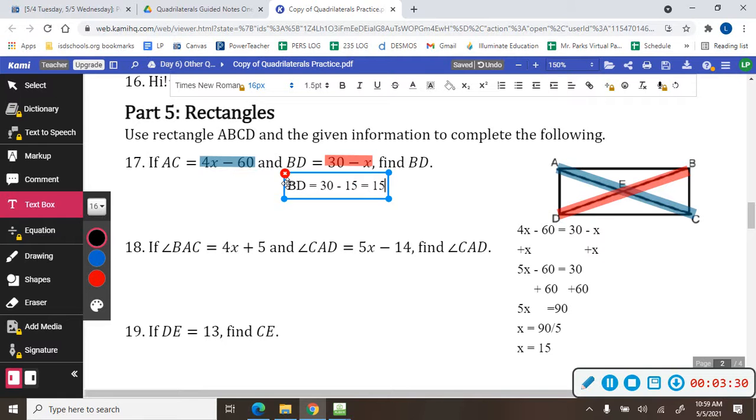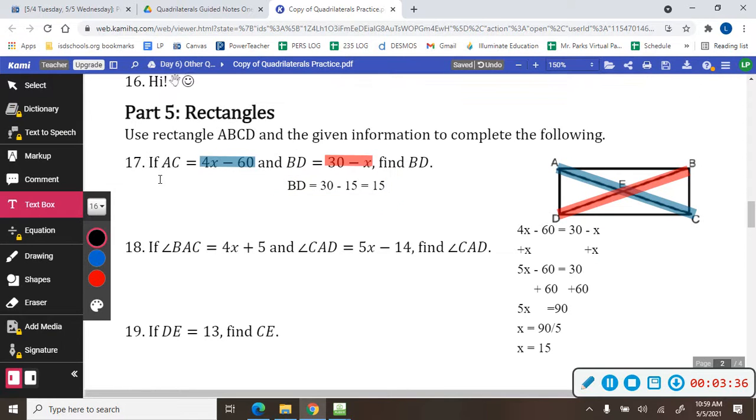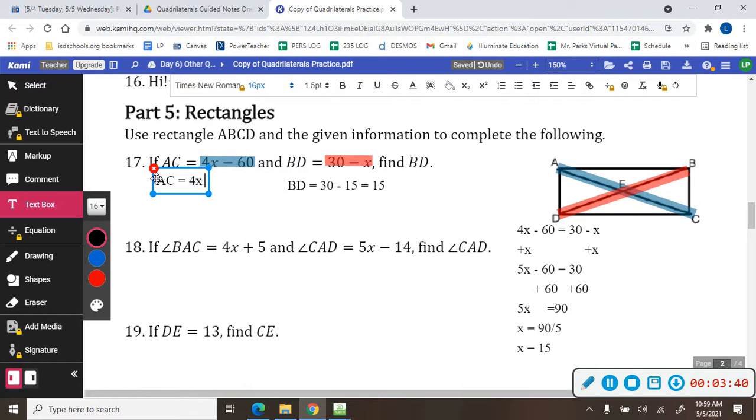So BD is 15. Now if I want to check my work, if the red is 15, the blue should be 15. So let's check our work. What about AC? AC would be 4x minus 60. But I know x is 15. 4 times 15 is 60. 60 minus 60 is 0. So there is no way that's the correct answer. So I need to go back and look at it again.